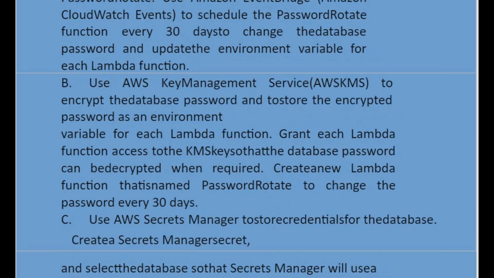Option B, use AWS Key Management Service, AWS KMS, to encrypt the database password and to store the encrypted password as an environment variable for each Lambda function. Grant each Lambda function access to the KMS key so that the database password can be decrypted when required. Create a new Lambda function that is named password rotate to change the password every 30 days.